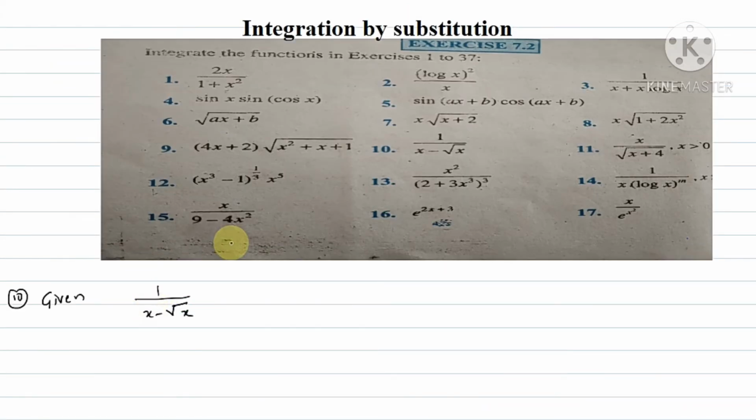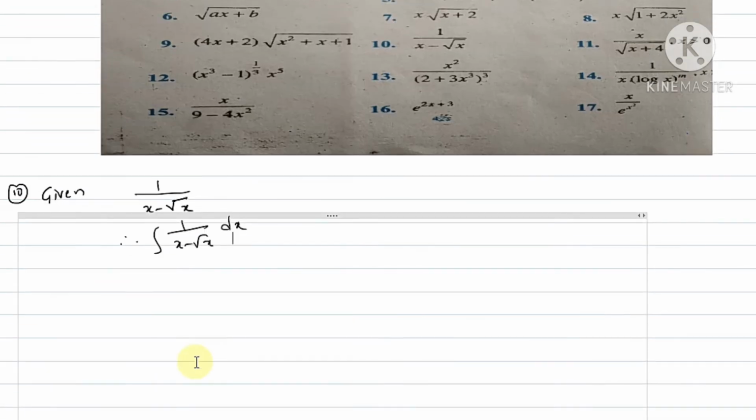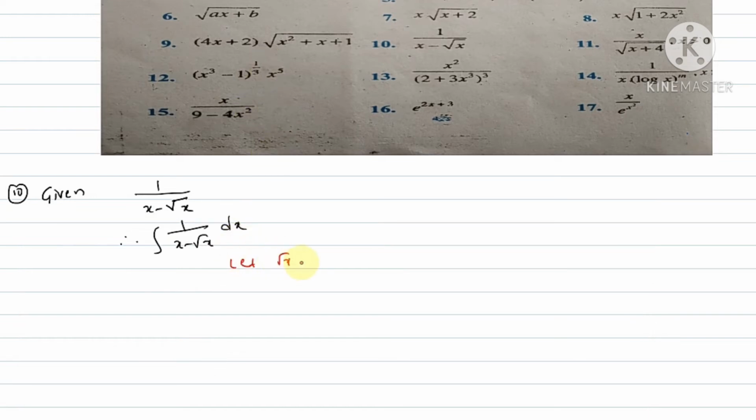Now coming to the 10th question. This is somewhat different. The given question is 1 by (x minus root x). What we have to find out is the integral of 1 by (x minus root x) dx. So let root x equal to t. Squaring on both sides, x equal to t square. Now dx, by differentiation, is 2t dt. Substitute all this here.